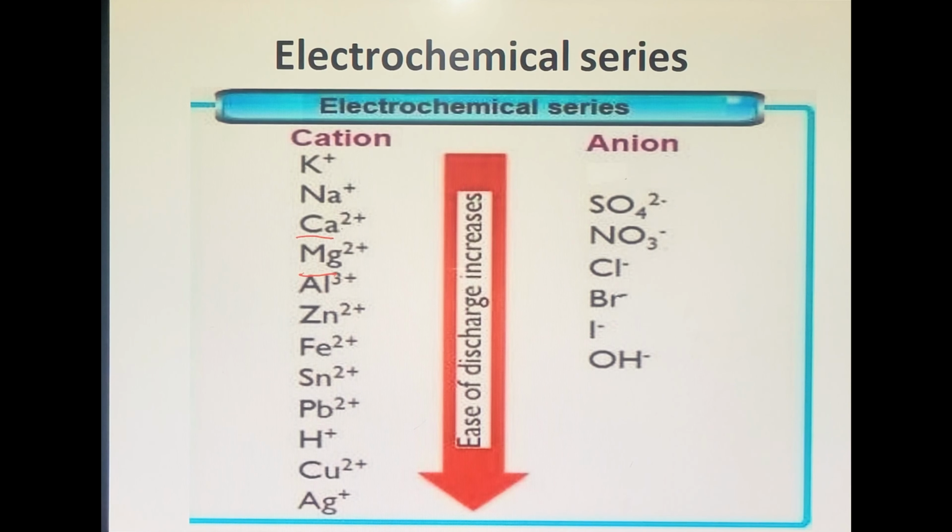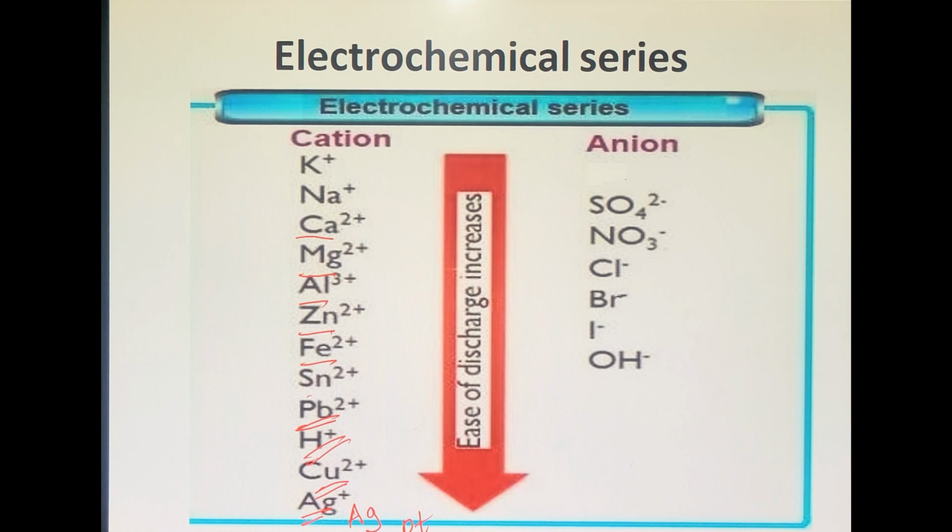Cats is calcium. Monkeys is magnesium. Ant stands for aluminium. Z stands for zebra. Into stands for iron. Lovely stands for lead. Hot stands for hydrogen. Country stands for copper. Science stands for silver, gold, and platinum. Clear? So the lower the position, the more easily it will get discharged.